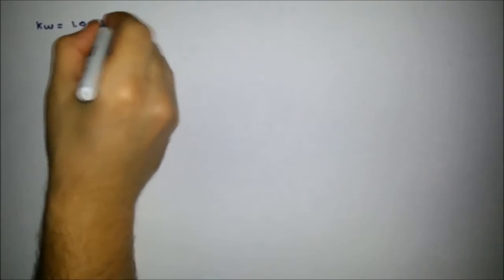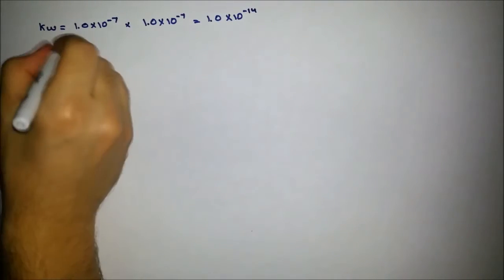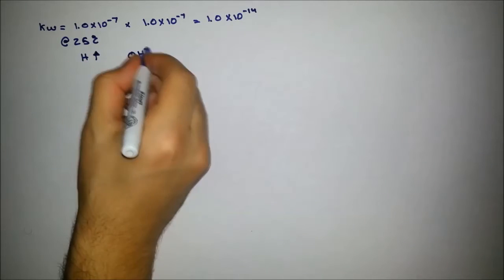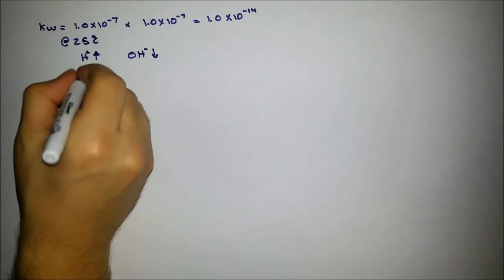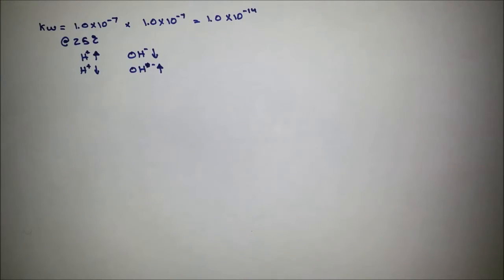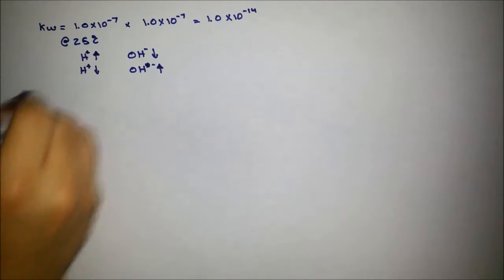The value of Kw, which is 1 multiplied by 10 to the power of minus 14, is measured at 25 Celsius. And since this value is constant, we should know that as the proton concentration increases, the hydroxide ion concentration decreases, and vice versa. Now let me introduce a new term, which is P.